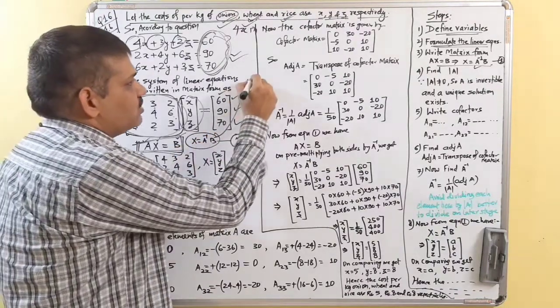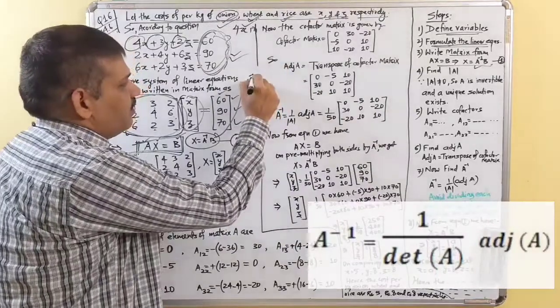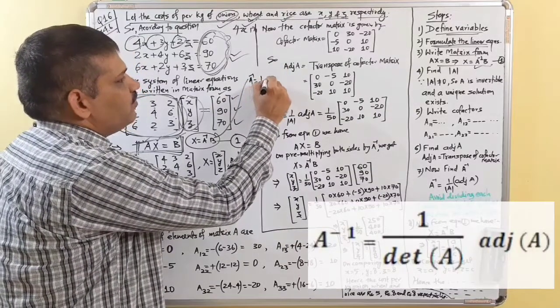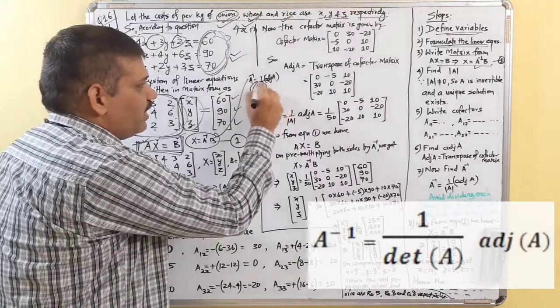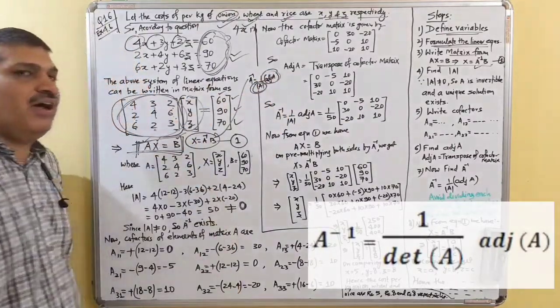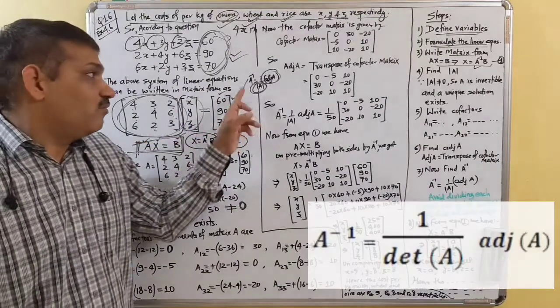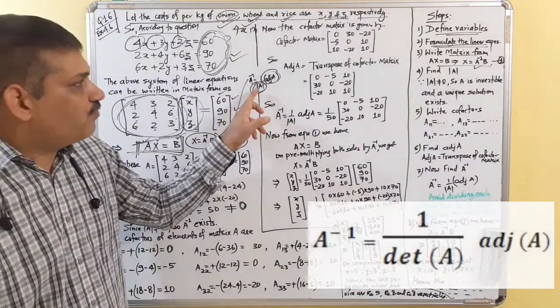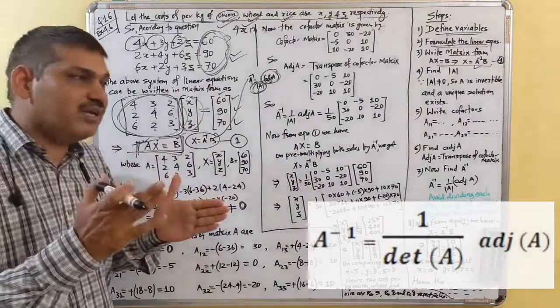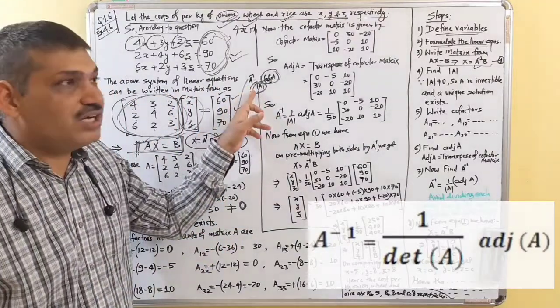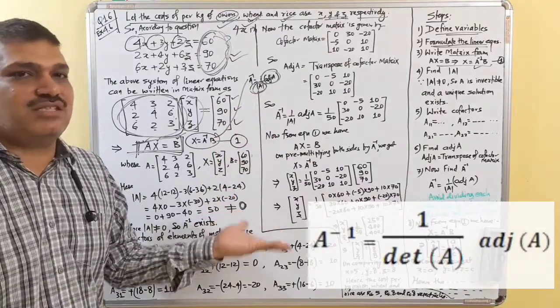Now the story begins. You need A inverse. And A inverse is nothing but 1 upon determinant A times adjoint A. So we need to find determinant A and adjoint A. See, before proceeding any more, first of all we must find the value of determinant A so that we can decide whether A is invertible or not, that is, whether the system is consistent or not.